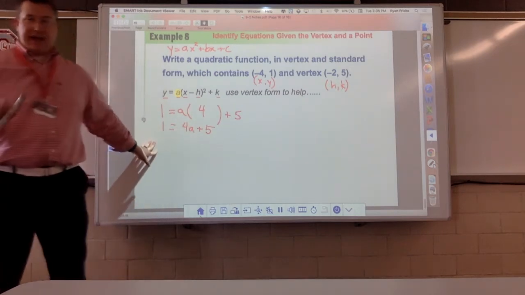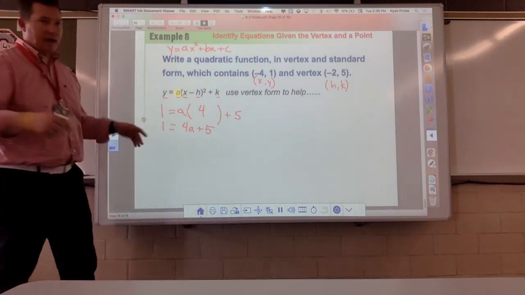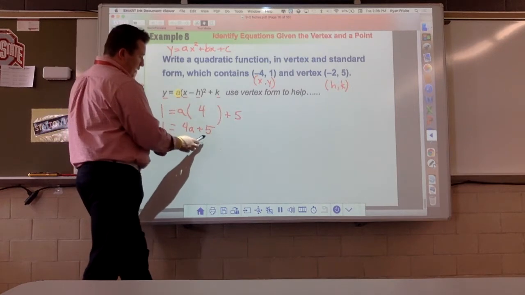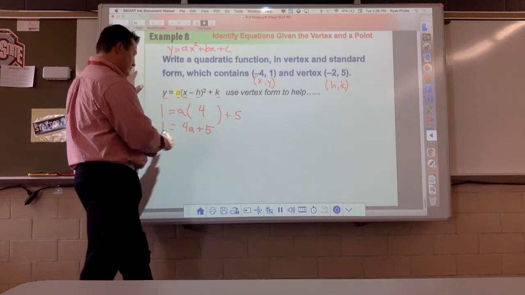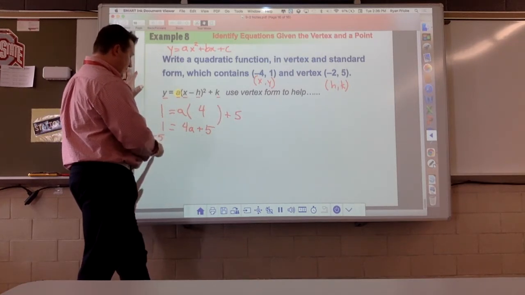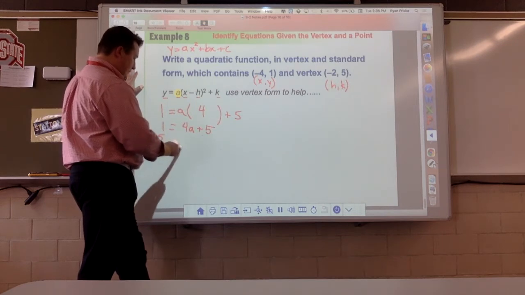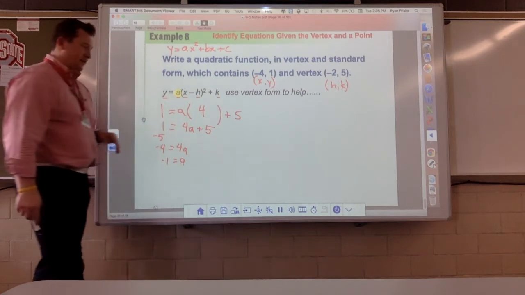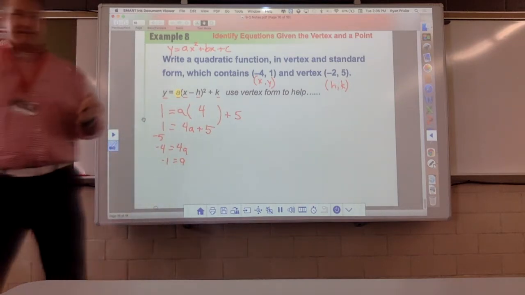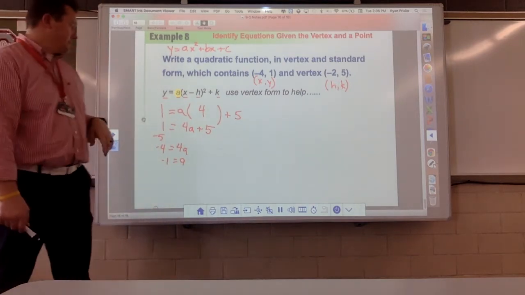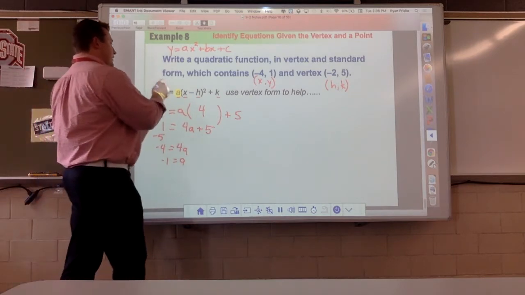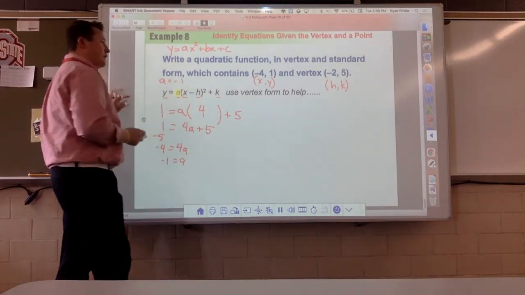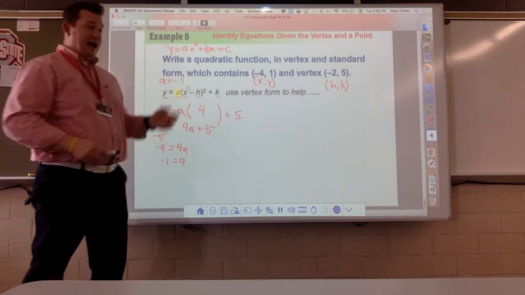Can we solve that equation for the variable a? I would think so, yes. We should do what, folks? We should go ahead and subtract 5 over here. 1 minus 5 is -4, and that's equal to 4a. So a is equal to -1. Yes. Okay. All right. So I'm going to write that in here. A equals -1. Look, now we're done.